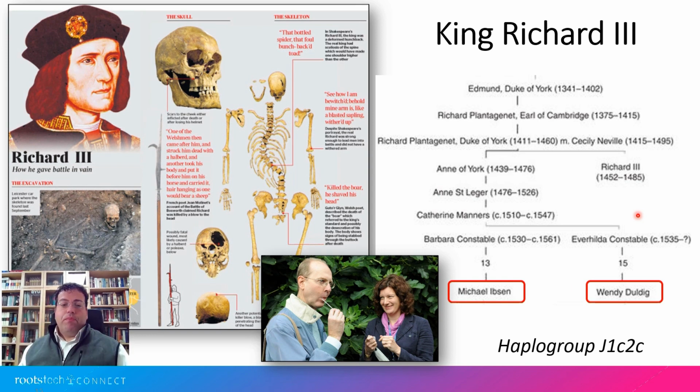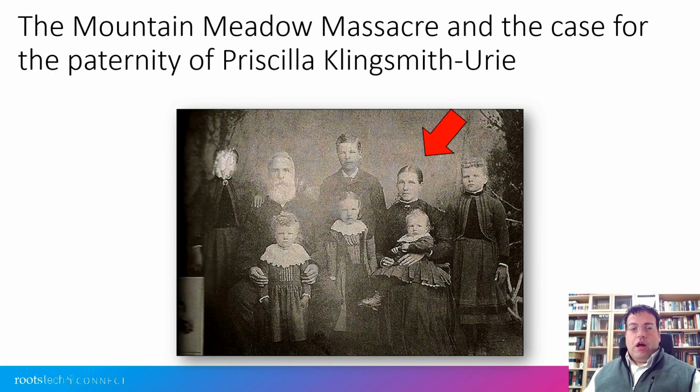So we have now a beautiful pedigree chart. We have some evidence from the anatomy of this individual, and also we have the mitochondrial DNA, which supports the genealogical finding, the historical finding.